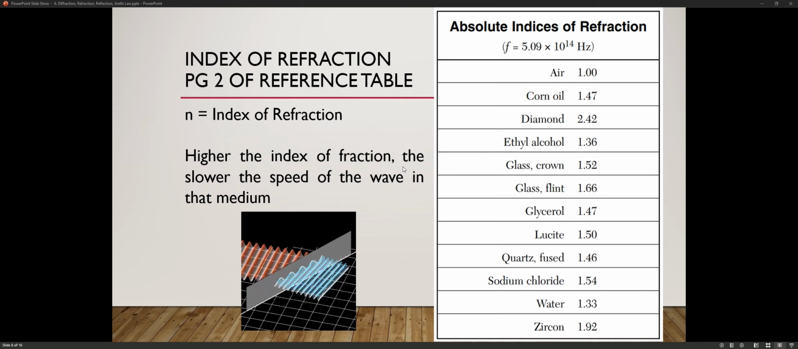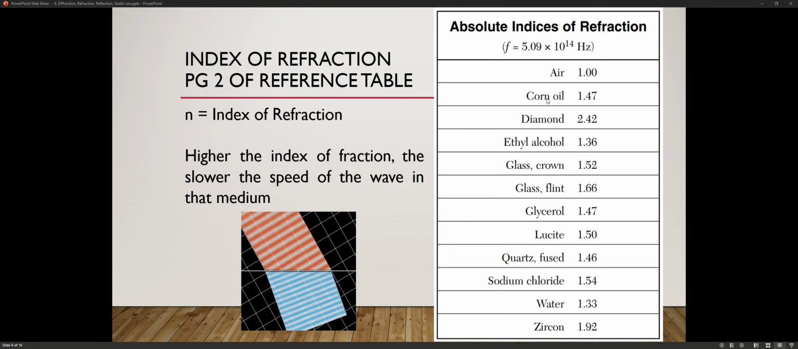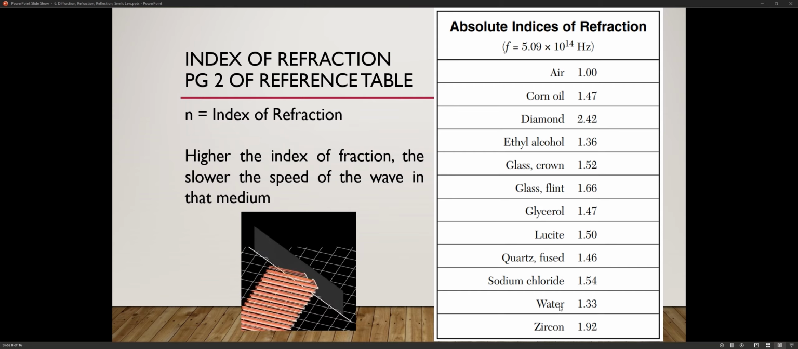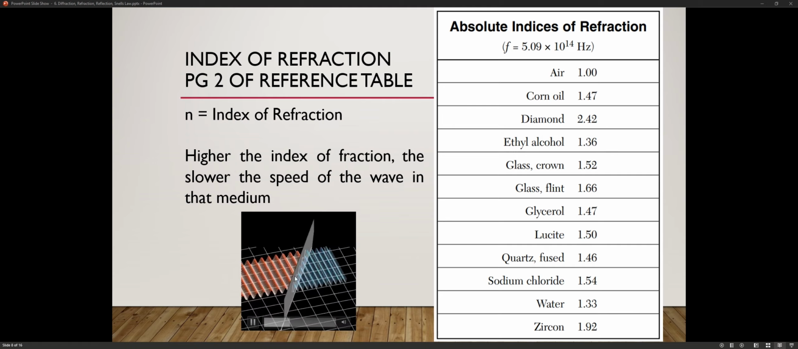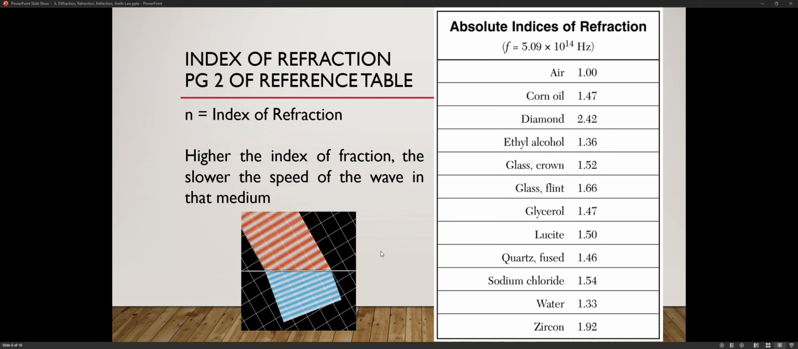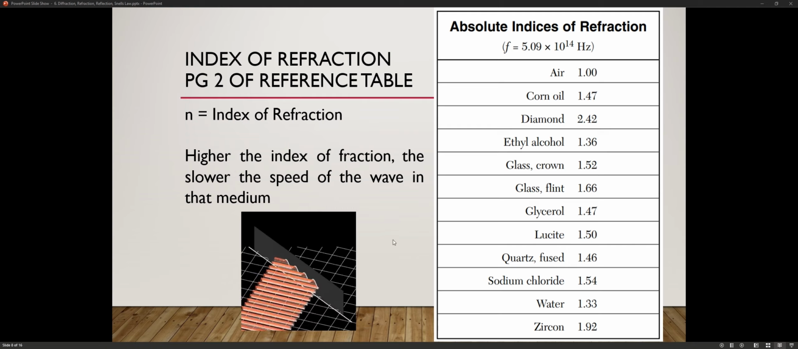So the higher the index of refraction, the slower the speed of the wave in that medium. And that is the reason why, when you travel from air into, let's say, water, which has an index of refraction of 1.33, the light is going to bend. It's bending because the light wave is slowing down, just as is being shown in this GIF right here. The GIF is not entirely accurate about the exact properties of refraction, but it's good at showing you maybe why the light wave bends.